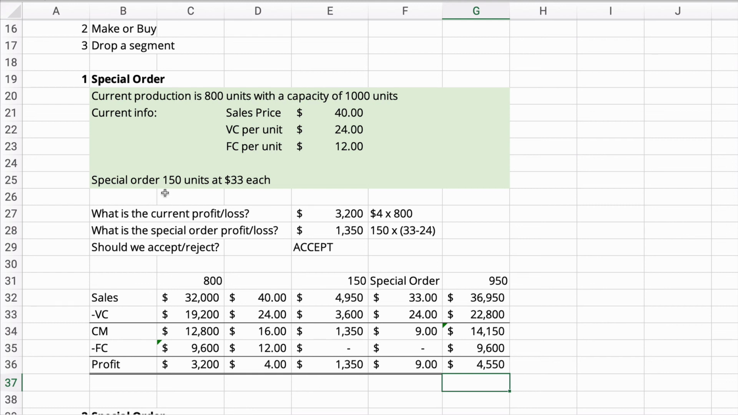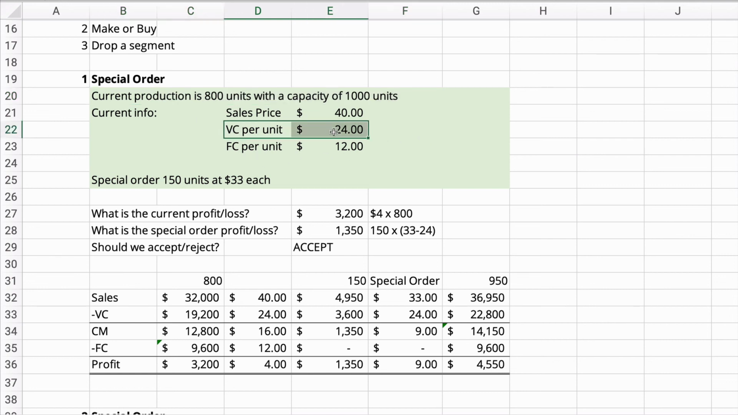So here is a special order. This only works if we have capacity where we can produce more. We had 800 with a capacity of 1,000. We could produce that 150, and it would not cause our fixed cost to increase at all. So one of the challenges is you just need to figure out what is your sales and what is your variable cost. So what's the minimum price we would accept in this problem?